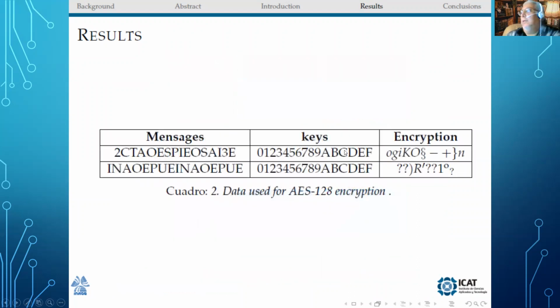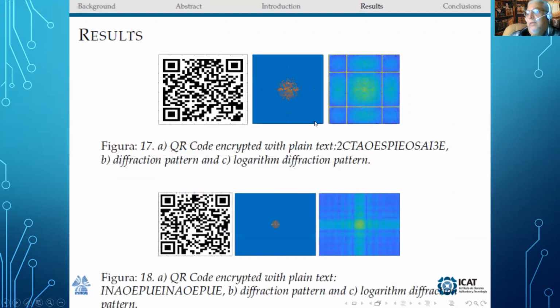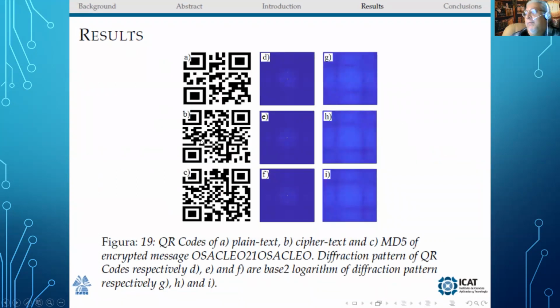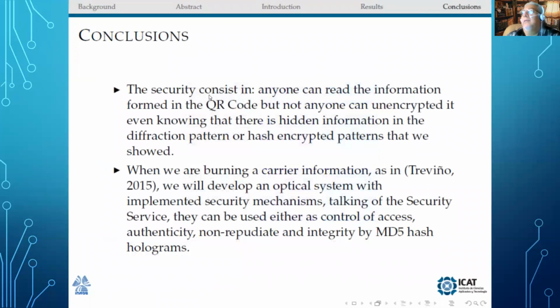We have the private keys and the encryption of the information. We use the MD5 hash function to create the encryption, with MD5 of 160 bits, the diffraction pattern and the logarithm pattern. The security consists in that anyone can read the information in the QR code, but not anyone can decrypt it, even knowing there is information hidden in the diffraction pattern or hash encryption pattern, and we showed it. Thanks.